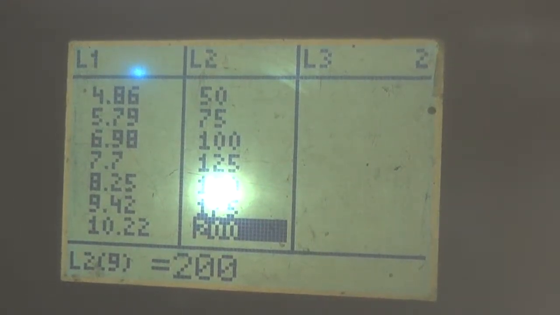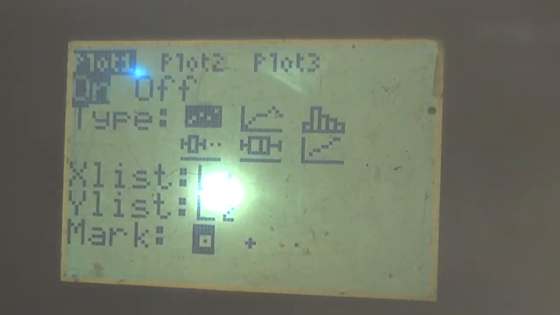So once you've got all your data in, let's make a scatter plot. Let's just do a second y equals. Looks like mine's ready to go.